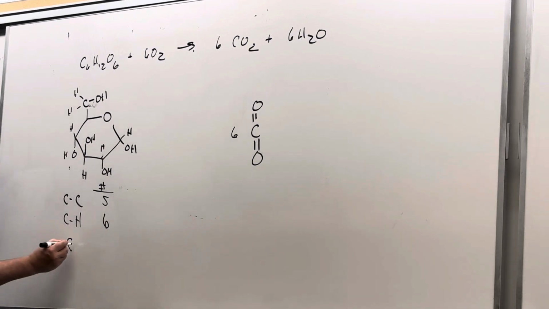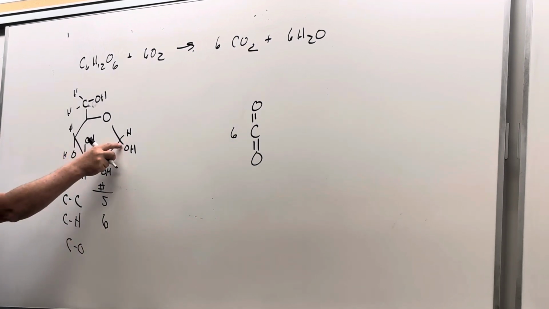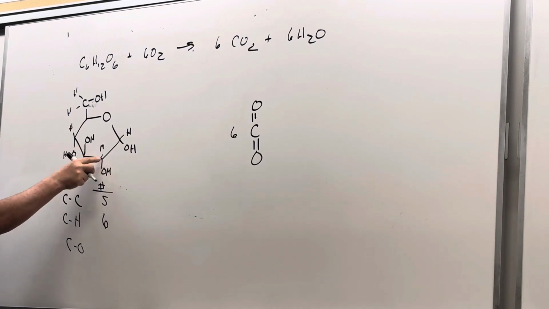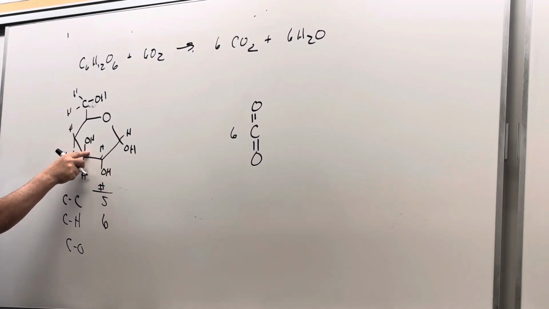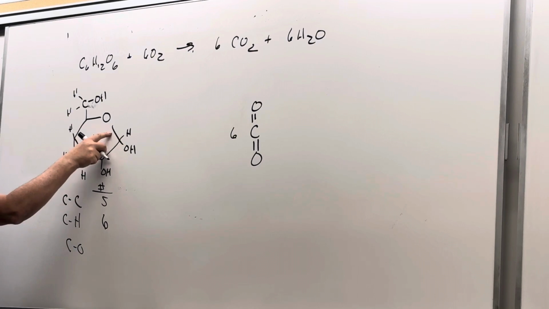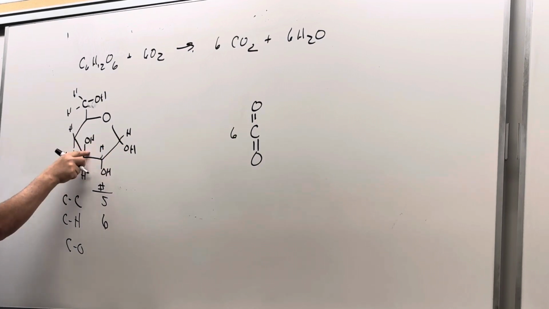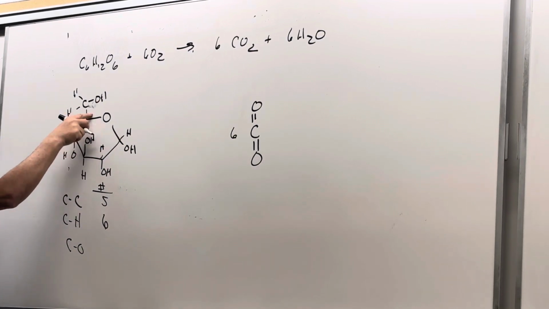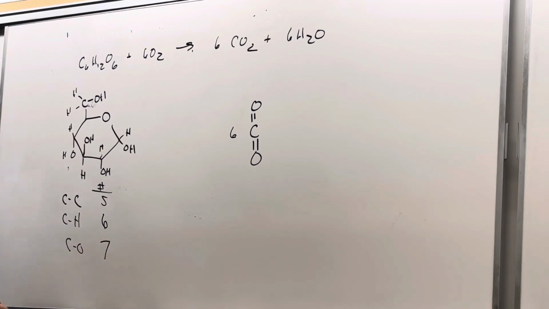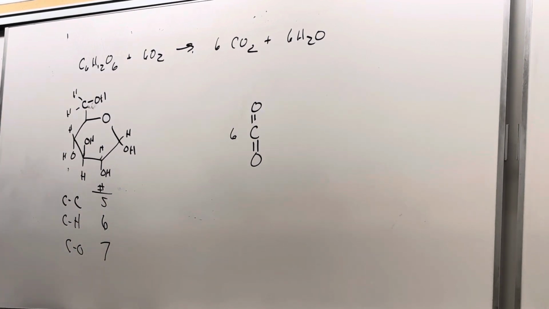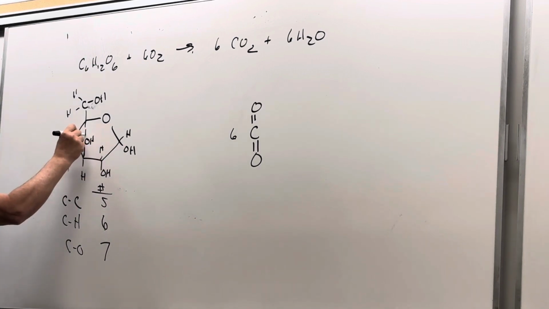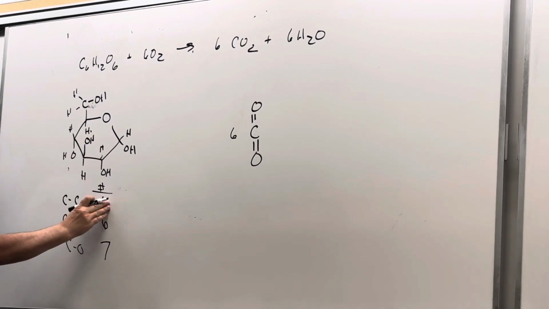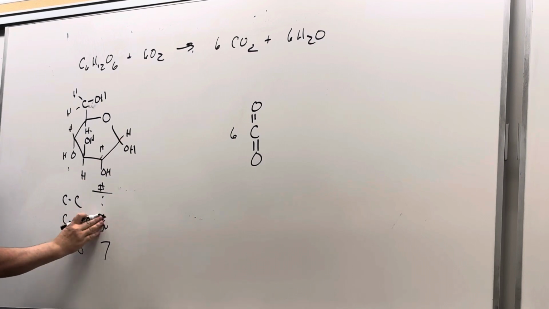Number of carbon-oxygen bonds. 1, 2, 3. Actually, I better count this one. 1, 2, 3, 4, 5, 6, 7. You're missing a hydrogen on carbon 5. That's it. I thought there was 7 here.